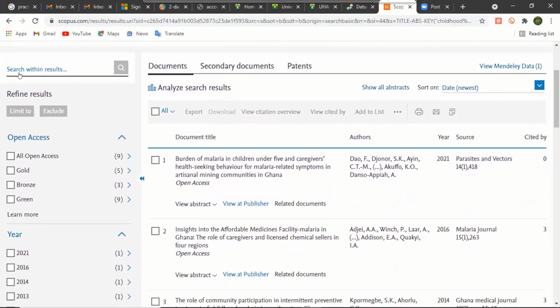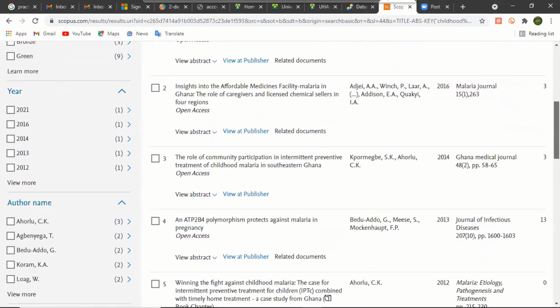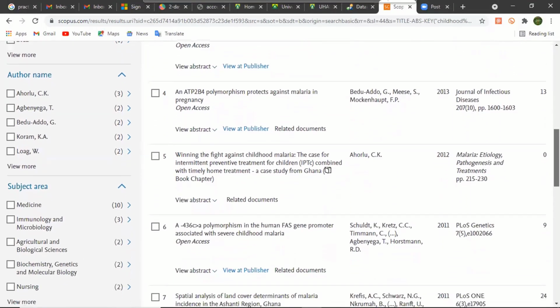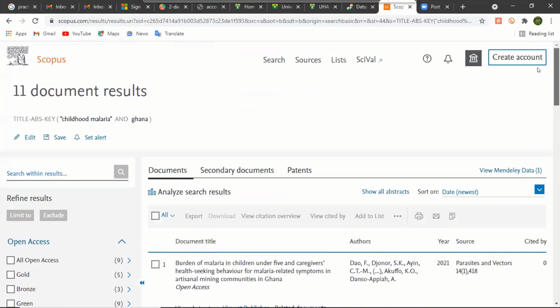On the left, you have the filters facet. So you can actually decide to limit your results by those that are open access. There are only 9 items. Or you want types of open access are here. We have the gold, bronze, and green. You can limit them. Even here in 2021, only 1 article is there, 2016 one, like that. But I will not limit this for any reason. All right, so this gives me documents or publications related to my topic, childhood malaria in Ghana, all right? It's a number of them.